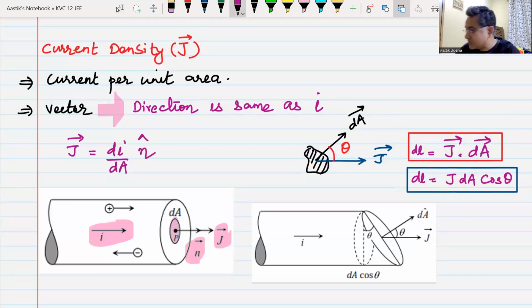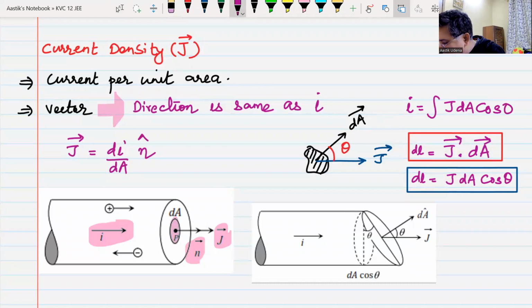That is how I must write it, so that I can write the full current as integral of J into dA into cos theta. This is the new vector that we have come across, and that is your current density vector, the only vector that we will come across in this legendary chapter.